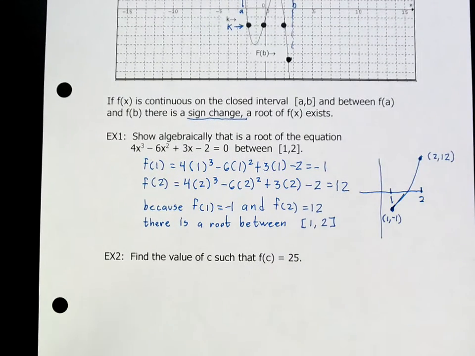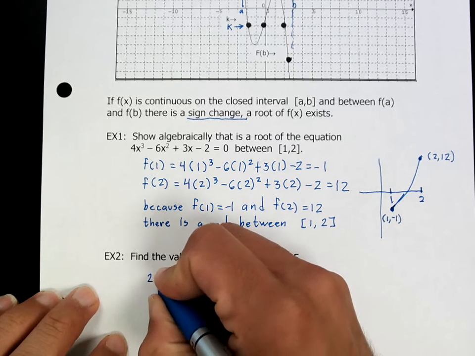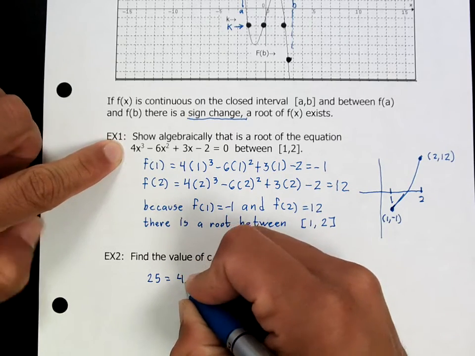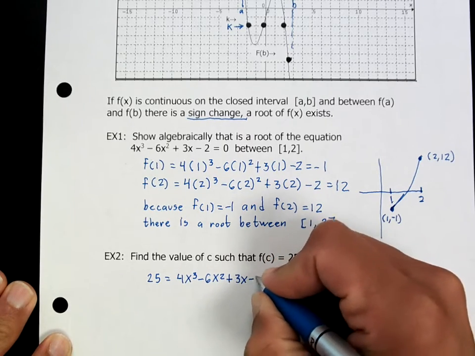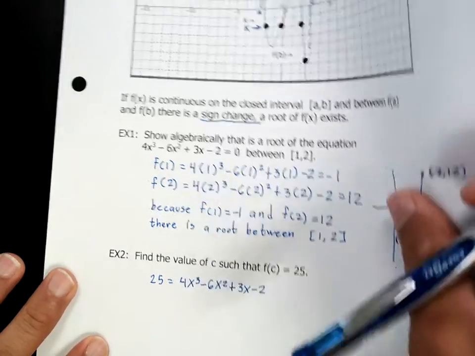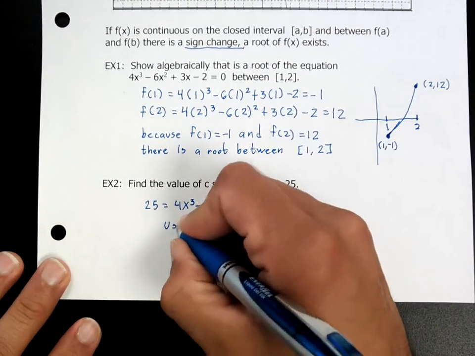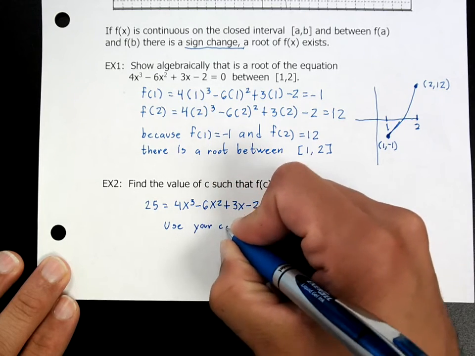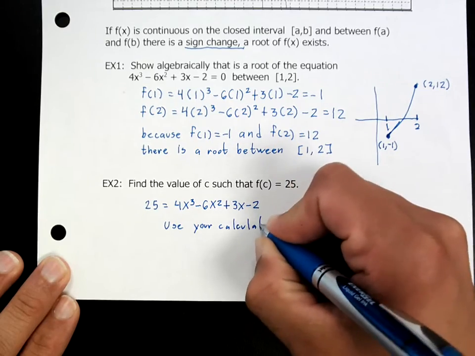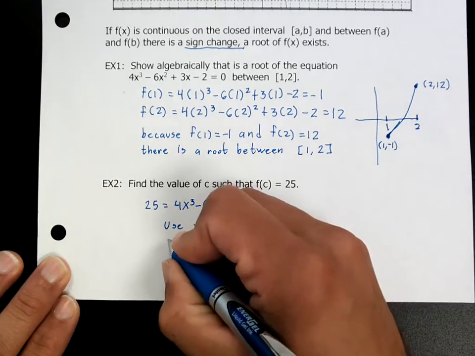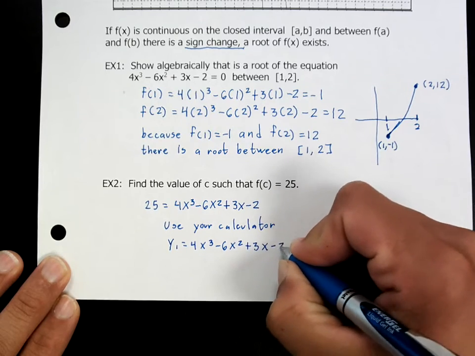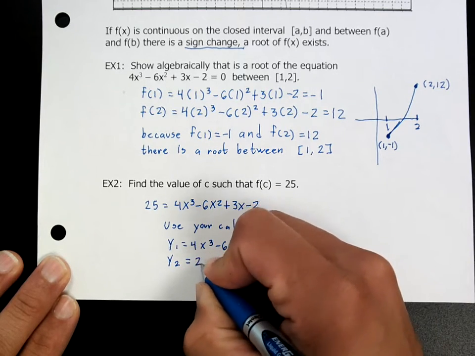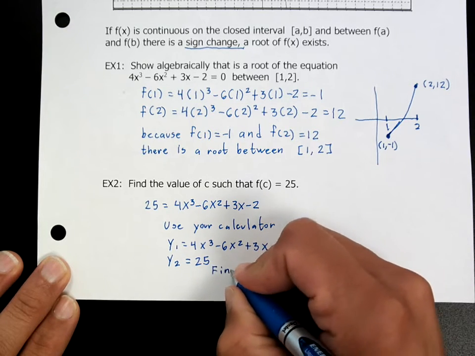All right. Now the next one, example 2, says find the value of c such that f of c is 25. So that's actually very simple again. All you're doing is setting this equation right here equal to 25. On that one, use your calculator if you like. Find the intersection. Y1 would be this, and Y2 would be this. Then find the intersection.